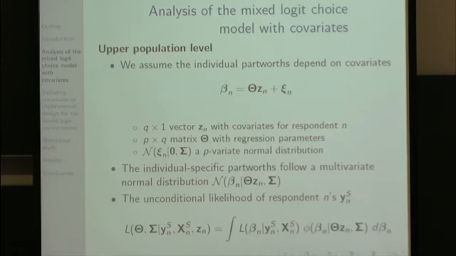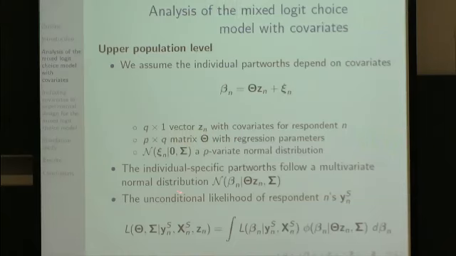So we assume that the individual parameters beta n depend on covariates according to this regression model. You have the covariates in the vector Zn for each individual specifically, and then you have the regression parameters, the theta matrix, that expresses the sensitivity of the individual parameters with respect to the covariates. Then there's also an error term for which in most cases a multivariate normal distribution is assumed, and as such we get a multivariate normal distribution for the individual specific model parameters, but now not with an aggregate mean mu, but with an individual specific mean that depends on the covariates.